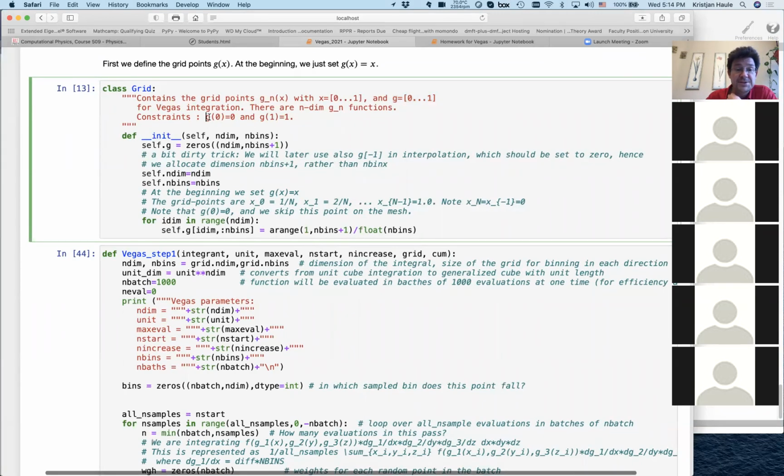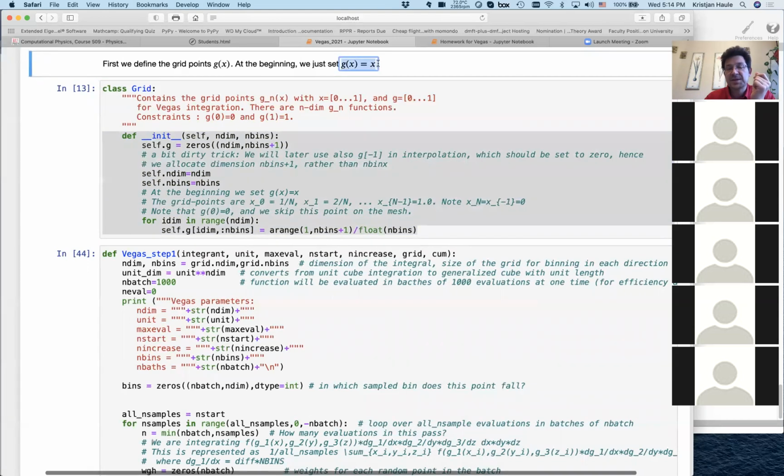Yeah, the constraint is that G of 0 is always 0 and G of 1 is always 1. But in between, the function can have an arbitrary grid. Now, at the first iteration, we are going to just set G of X to be equal to X. So basically, we're going to just do this.